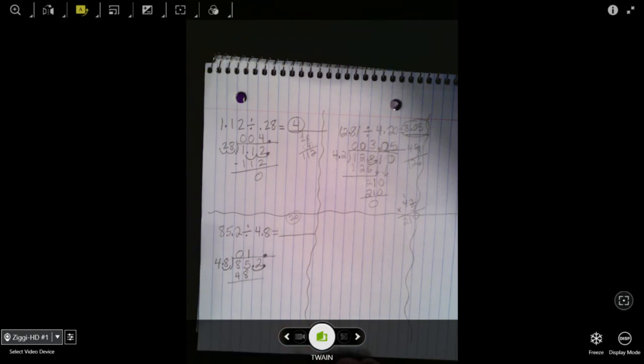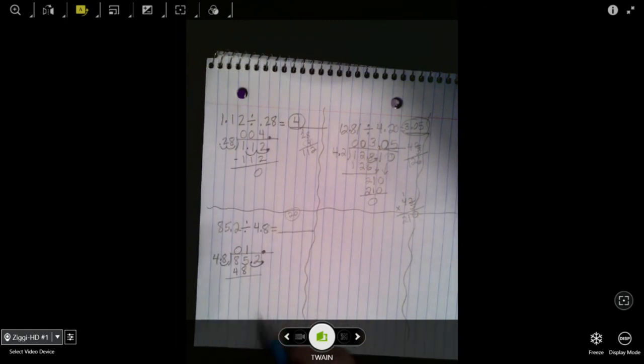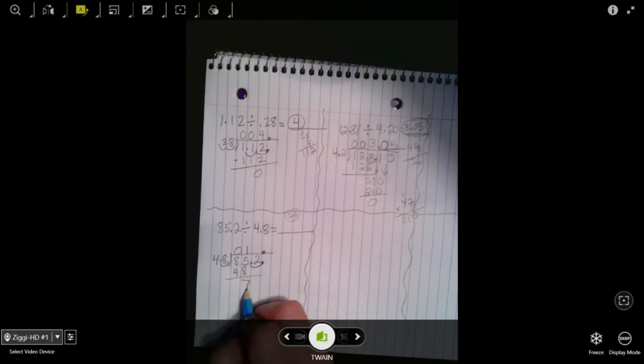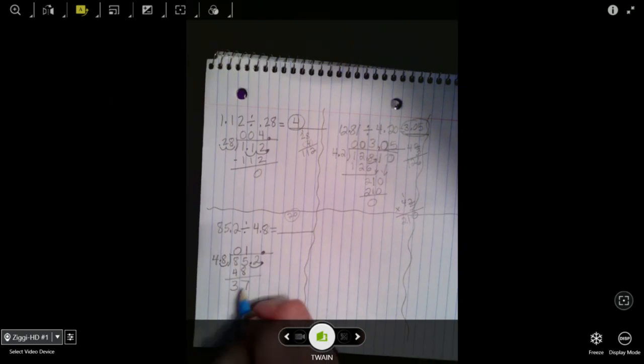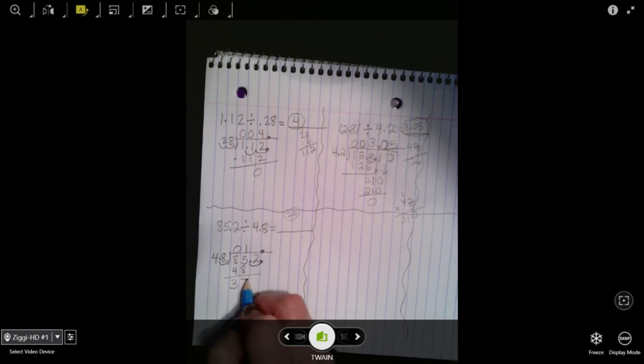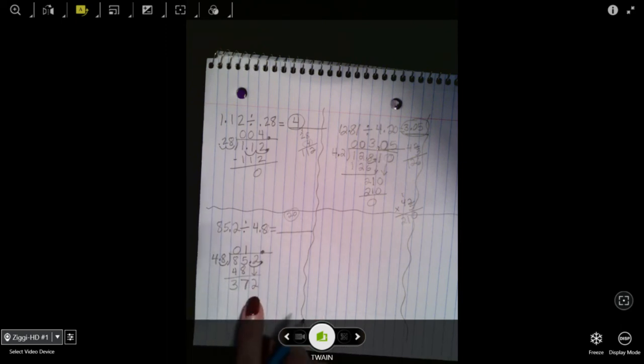Because I know 2 is over 90. That would be too big. So now I do 15 minus 8, and that's 7. Because remember, this bottom number is bigger, so I have to borrow. That makes that 7 minus 4, and that's 3. So 37. And I need to bring down my 2. So 37 is smaller than 48, so I did okay on that. But now I have 372.